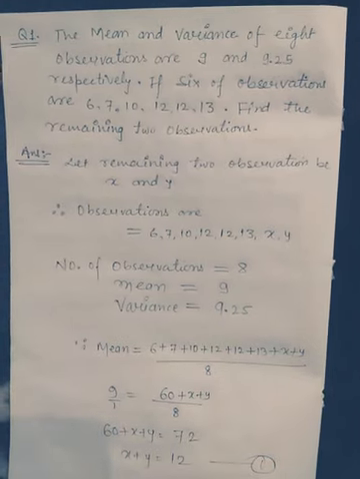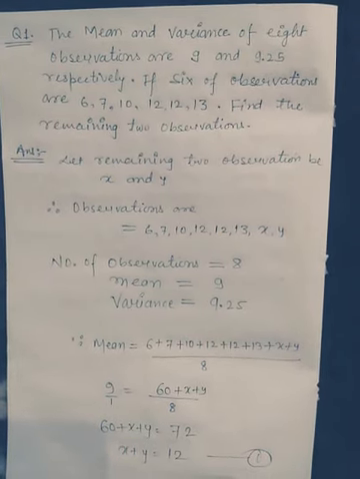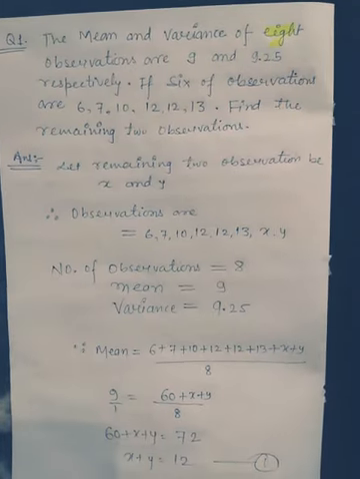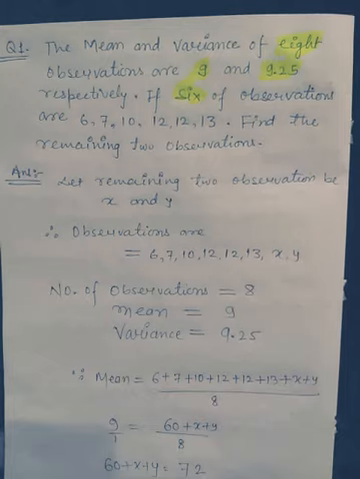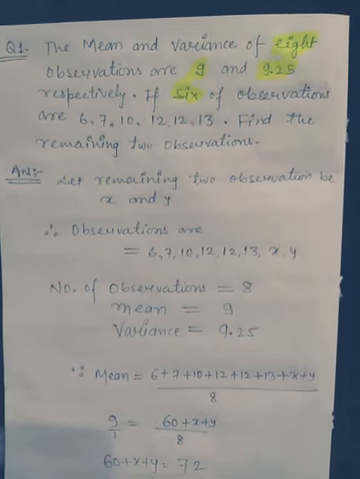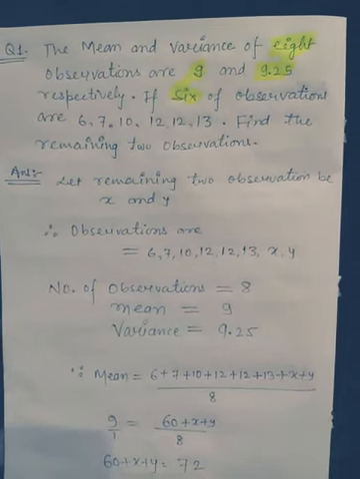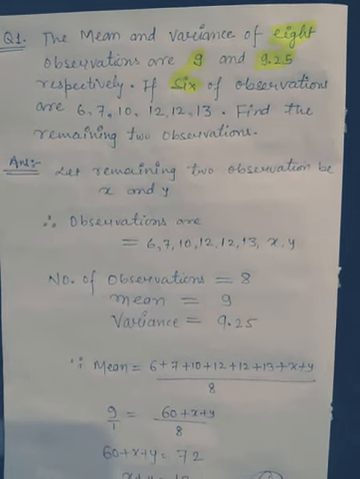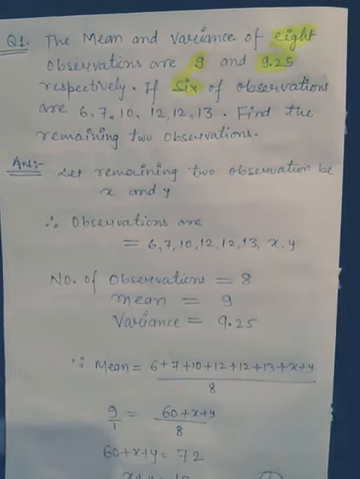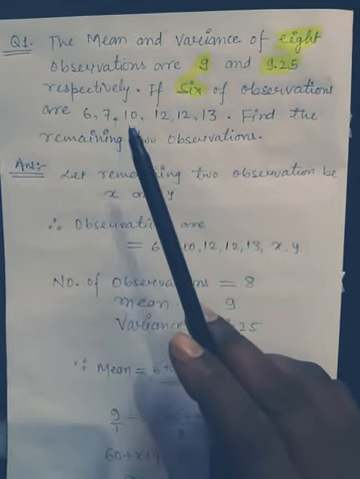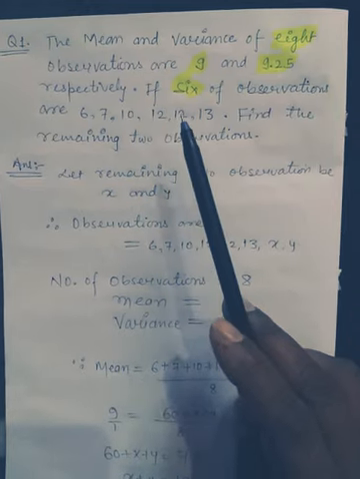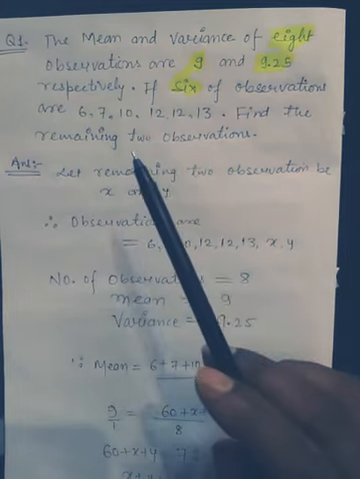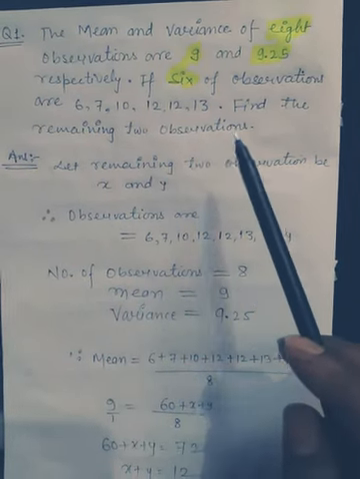Question number 1, the mean and variance of 8 observations are 9 and 9.25 respectively. If 6 of the observations are 6, 7, 10, 12, 12, 13, find the remaining 2 observations.